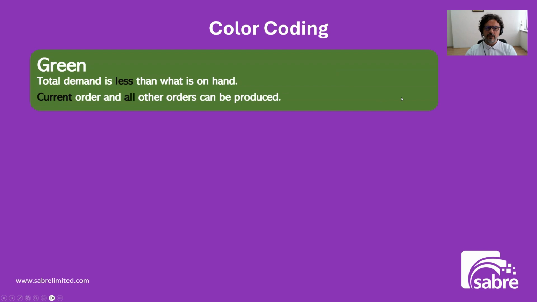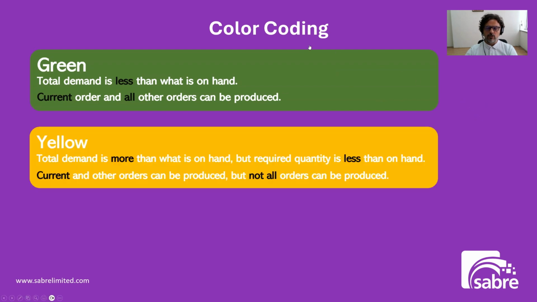So this means that the total demand in the system is less than what you have on hand in your inventory. This means that all of your orders in the system that use this material can be produced with what you have on stock.